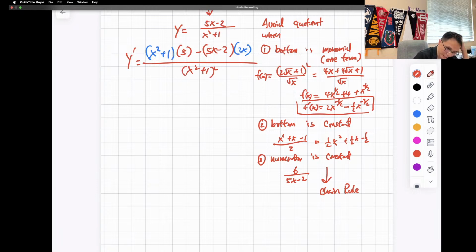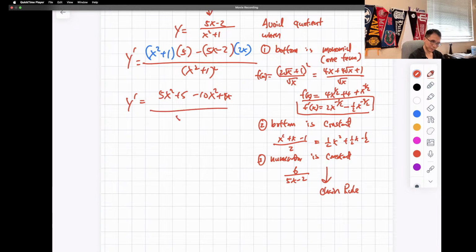Also, you cannot cancel anything at this moment. Some people say, oh yeah, I can cancel this out, my life is a lot easier, but it's not. It's connected to a minus sign. So y prime is equal to 5x squared plus 5 minus 10x squared plus 4x. So it'll be negative 5x squared plus 4x plus 5.